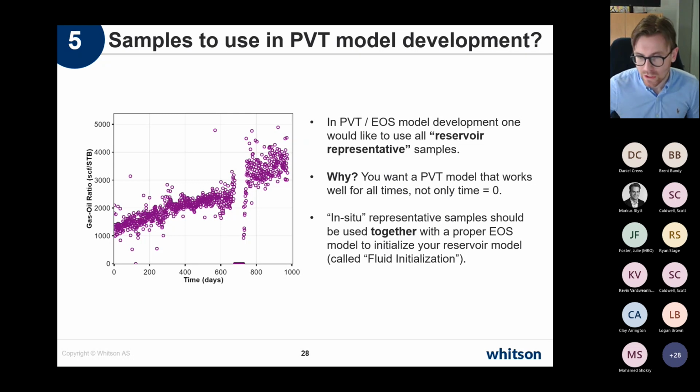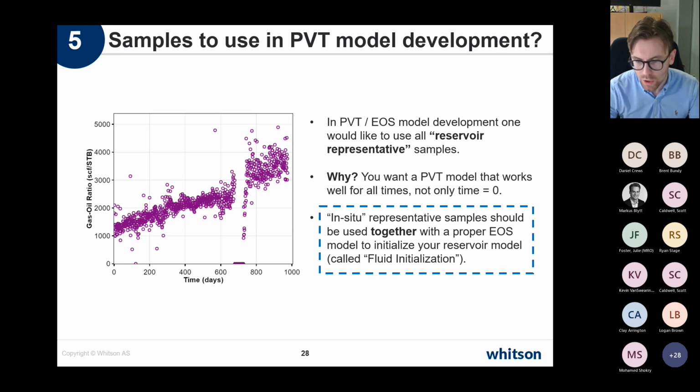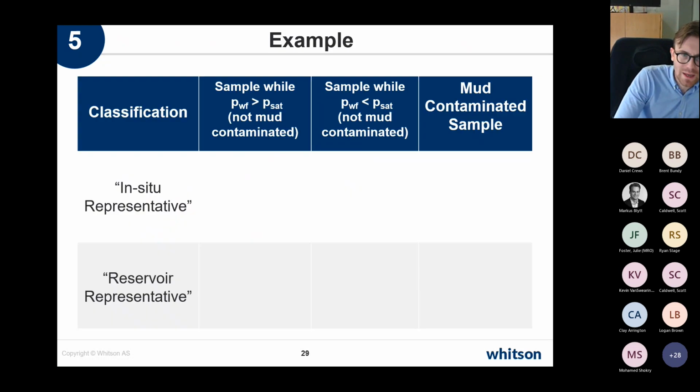So all of you will actually do this kind of implicitly today when we work together. This is something we'll talk about later. Just an example to make that super clear: what is actually an in situ representative sample versus a reservoir representative sample? As long as the sample is producing at a bottom hole pressure above the saturation pressure and it's not mud contaminated, then it's both in situ representative and reservoir representative.